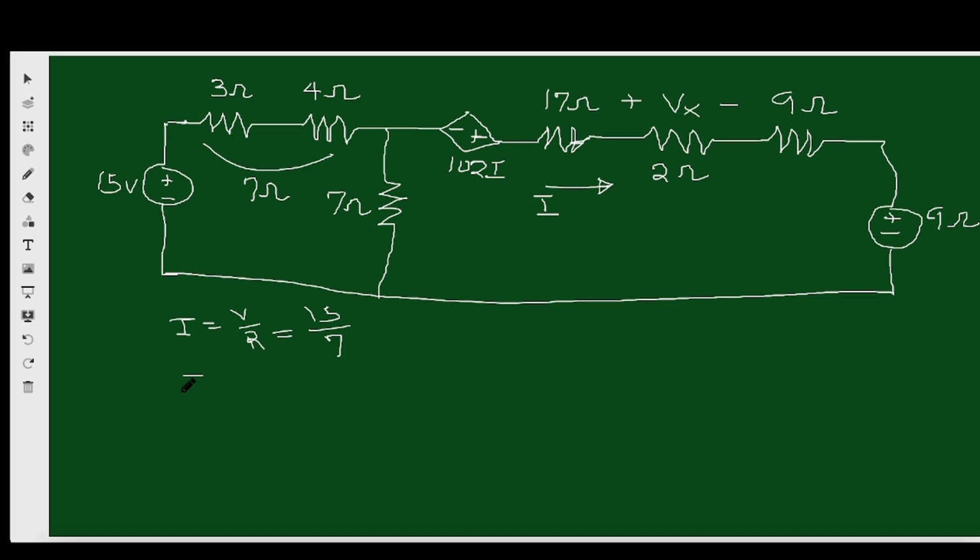So which means that we will have a 15 over 7 ampere, 15 over 7 ampere here. Then it will be parallel to 7 ohms and also parallel to another 7 ohms, which is this 7 ohms here.